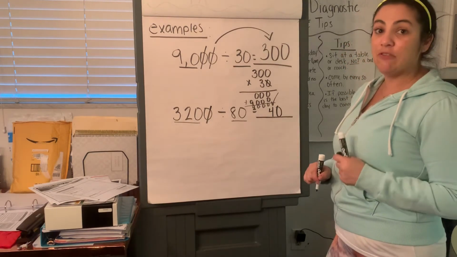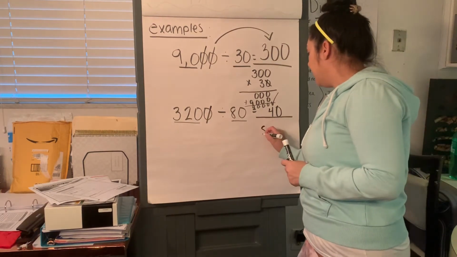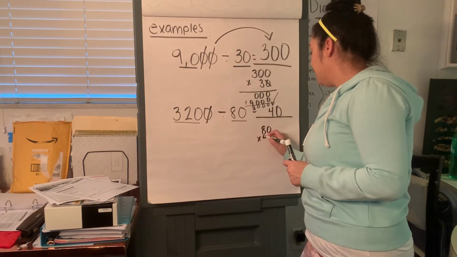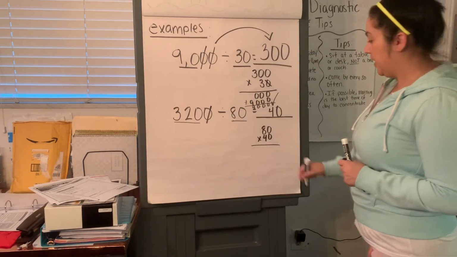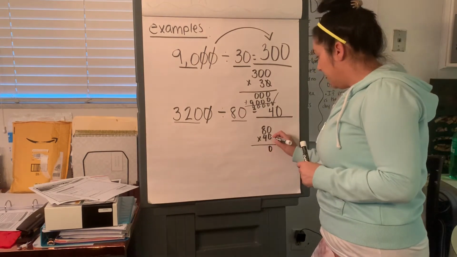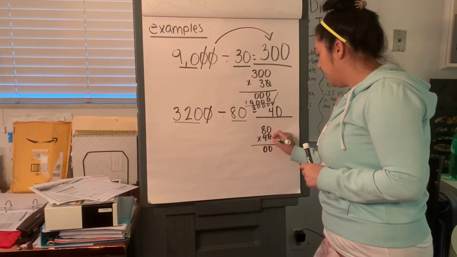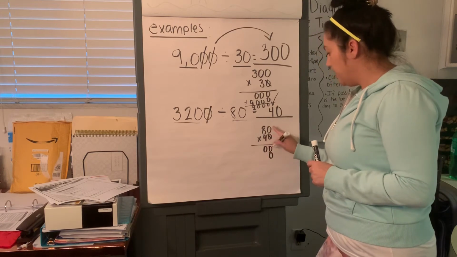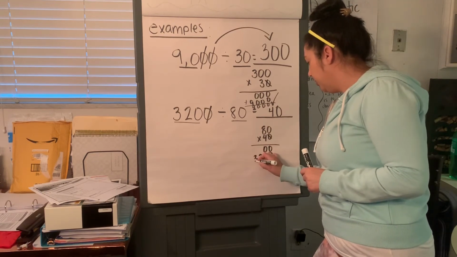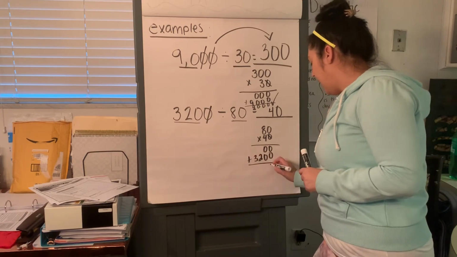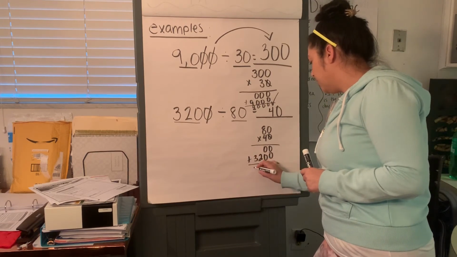And I'm gonna now check my work. 80 times 40 should give me 3,200. 0 times 0 is 0. 0 times 8 is 0. I'm done. Placeholder, 4 times 0 is 0. 4 times 8 is 32. And when I add, I get 3,200.